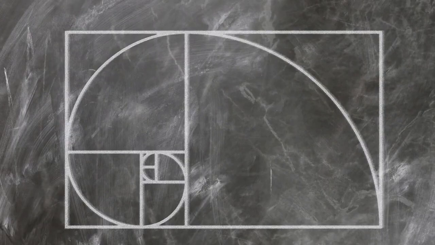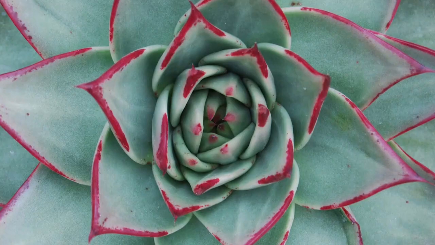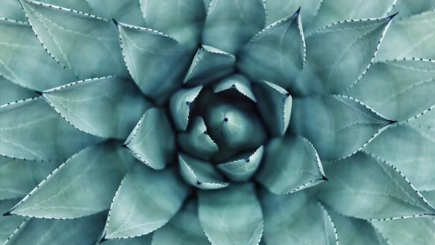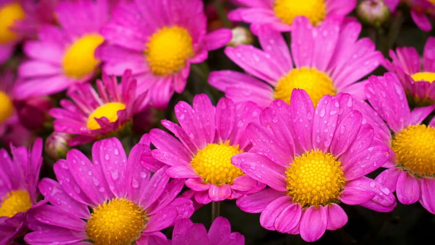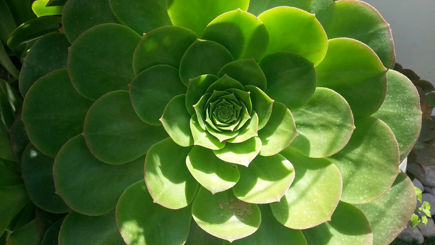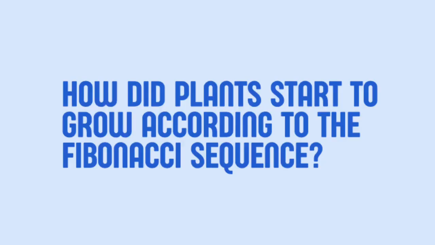In the 19th century, it was discovered the sequence could be found in the formation of many plants. Fibonacci numbers can often be found in the arrangements of leaves around the stem. This maximizes the space of each leaf and maximizes sun exposure. Now, this explains why the growth of plants is linked to the Fibonacci sequence, but how? Scientists are still trying to figure it out.